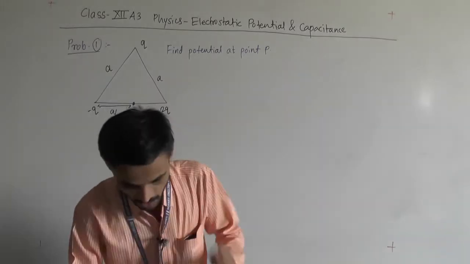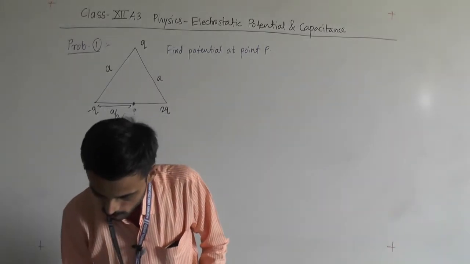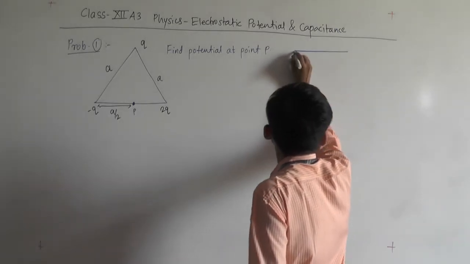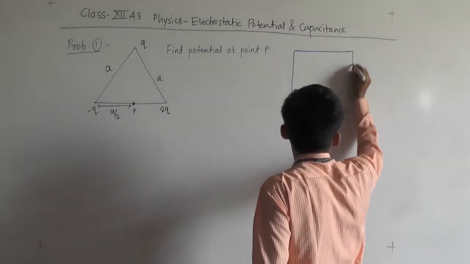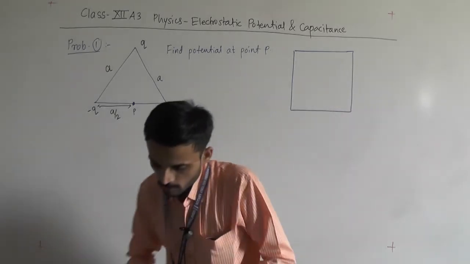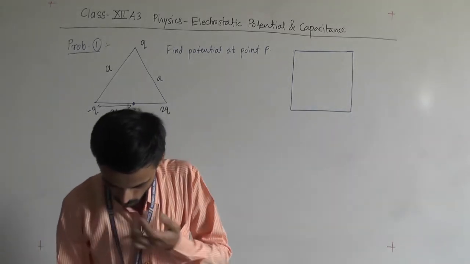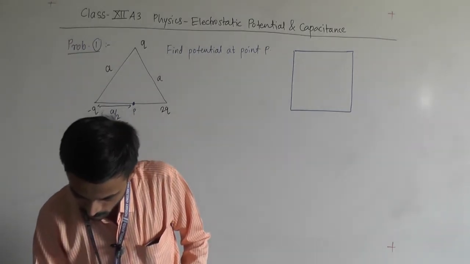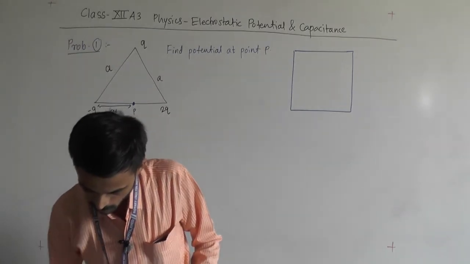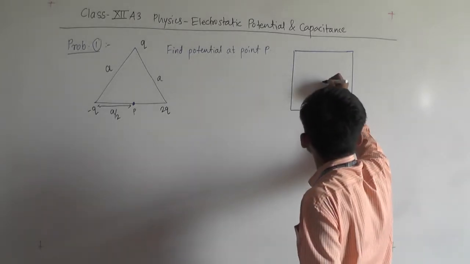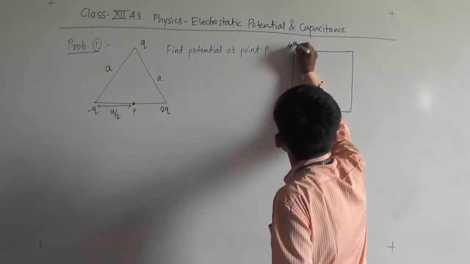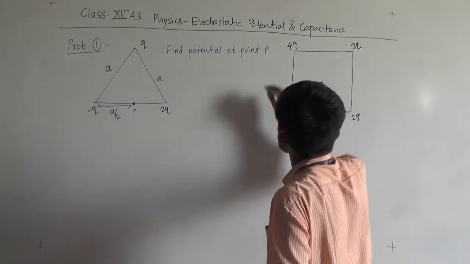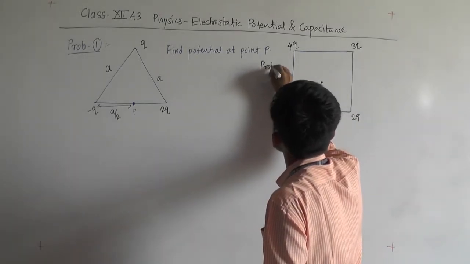And another figure is there with 4Q, 3Q, 2Q and Q. It is a square. And that is at a distance of, inside, here it is there, 4Q, 3Q, 2Q and Q. So this is problem number 2.